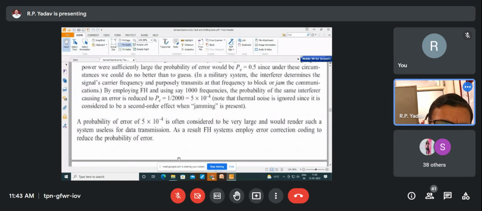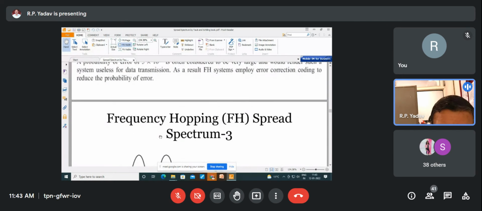Nobody else can have that kind of technology development that has taken place. The probability of error is often considered to be very large and would render such a system useless for data transmission. As a result, FH systems employ error correction coding to reduce the probability of error. As I said earlier, even despite this reduction in error, it is still very high. So again, we have to make use of some error correction for the probability of error. I hope you have understood it.